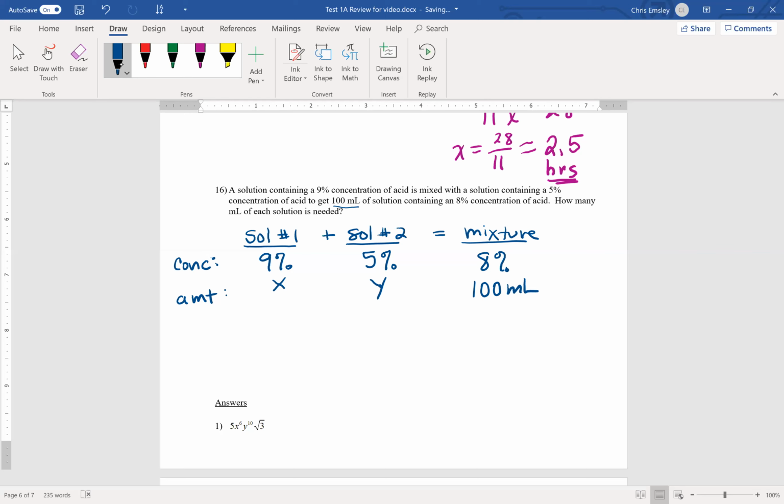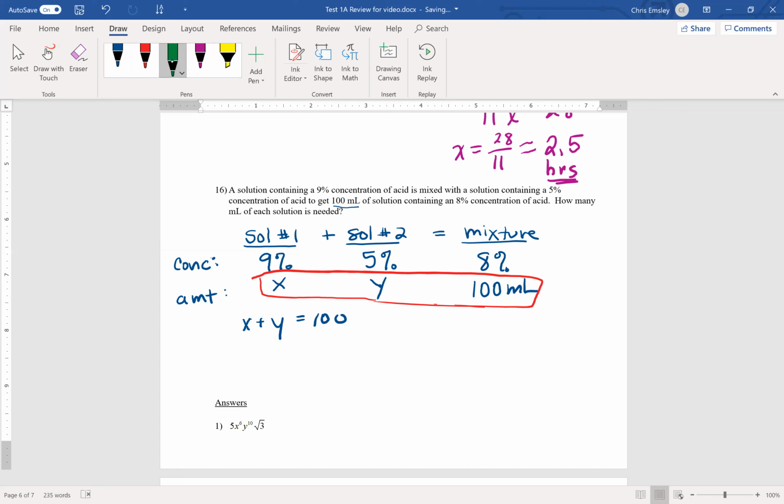Okay, so I think it's a good idea to put your information in a table first. From that table, we get 2 equations. The first equation just comes from the amount of each ingredient right here. So our first equation is just x plus y equals 100. Okay, if we mix 2 liquids together and the result is 100 milliliters, when we add them up, that's got to equal 100.